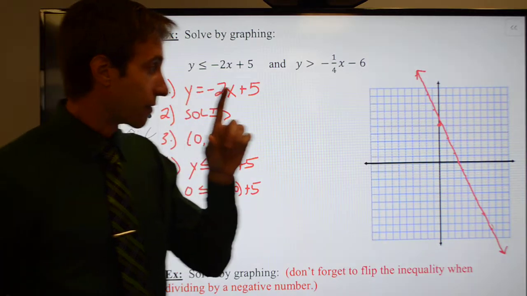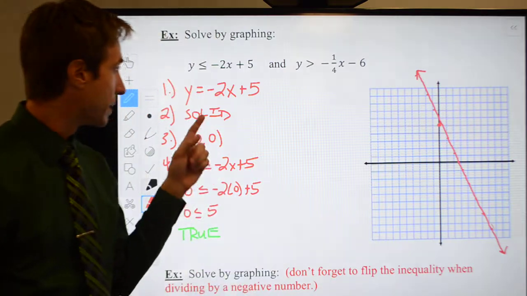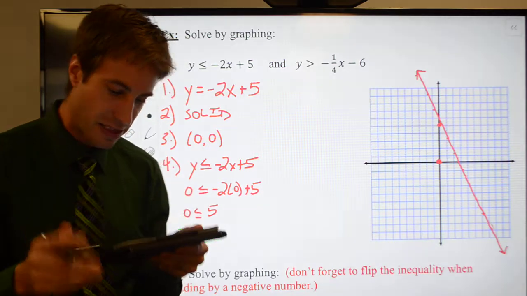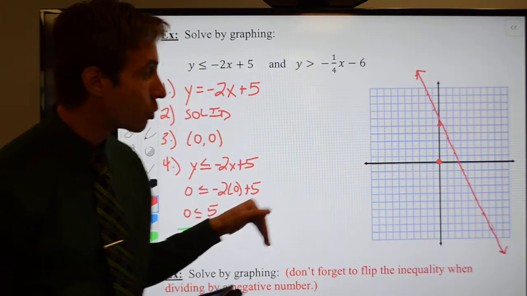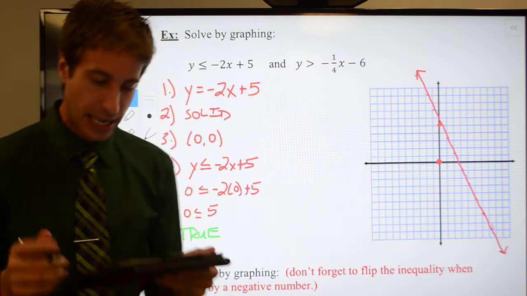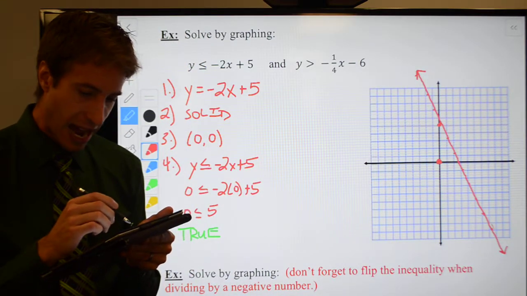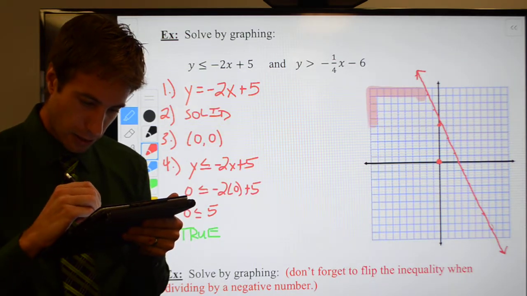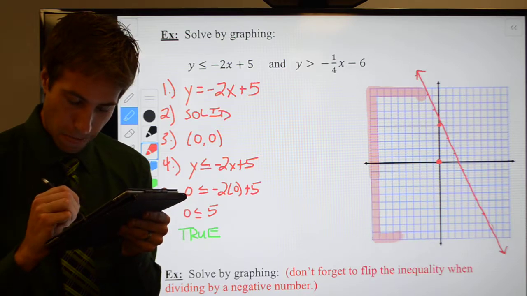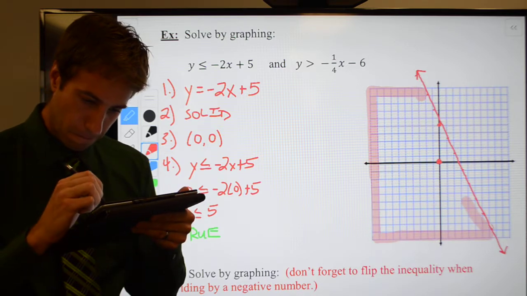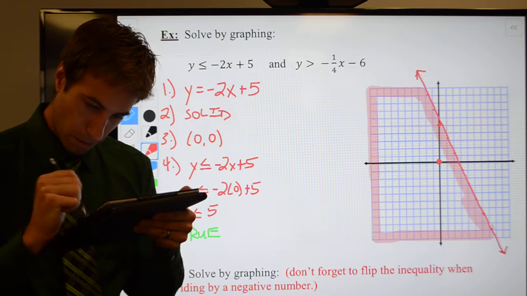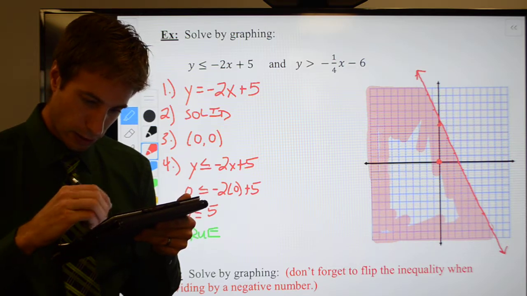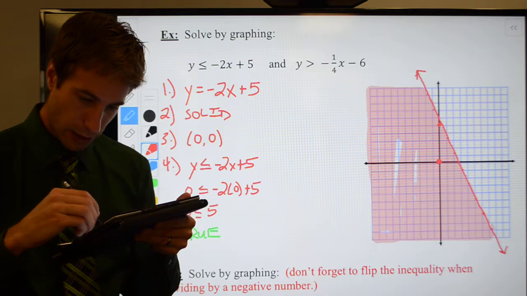Okay, so I've got my line. It's a solid line because it's less than or equal to. I chose a test point of 0, 0. That's that guy right there. And the test point gave me a true statement, which means I need to shade the test point side. So let's grab our highlighter and shade the test point side. So that's going to be everybody over here. Awesome. Fill all that in. There is my solution region.